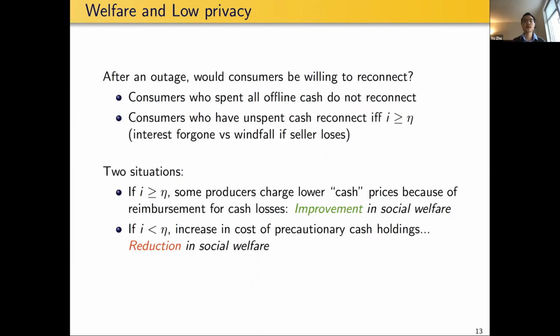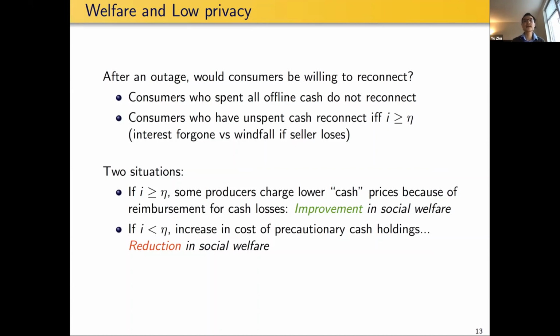it's going to be the seller or producer who lost his money, then the central bank reimburses the money back to the producer, not the consumer. In that case, the consumer will have a choice to make whether he wants to reconnect or not. If he spent all his money, then he does not want to reconnect because he just wants to bet on the seller lost the device and he can get his spent money back.